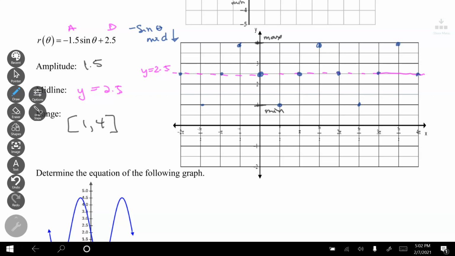And I have this graph, again very wavy, to the best of my ability using a stylus on a tablet. And there we go. There's a nice little sine. This is the graph of negative 1.5 sine of theta plus 2.5.